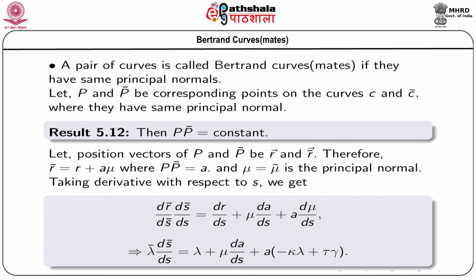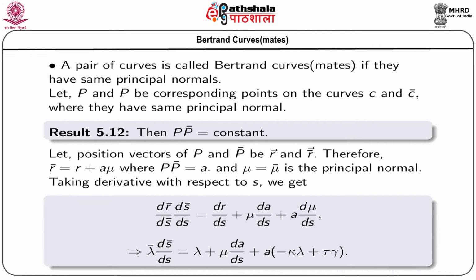Now, to prove this, we shall take a vector approach, and the tensor approach will be left for the reader. Now, let the position vectors of P and P bar be r and r bar. Therefore, r bar can be expressed as r plus a mu, where mu is the principal normal vector and P P bar equals a. Now, we shall try to establish that this a is constant.